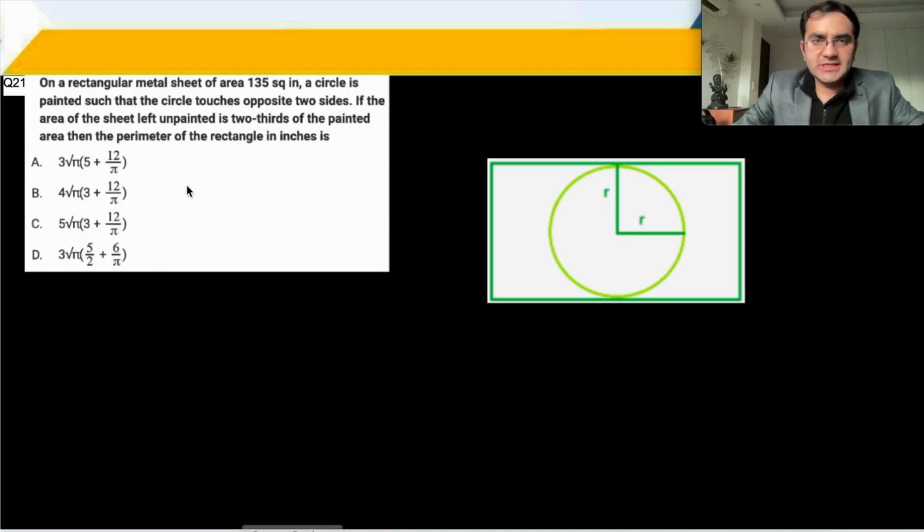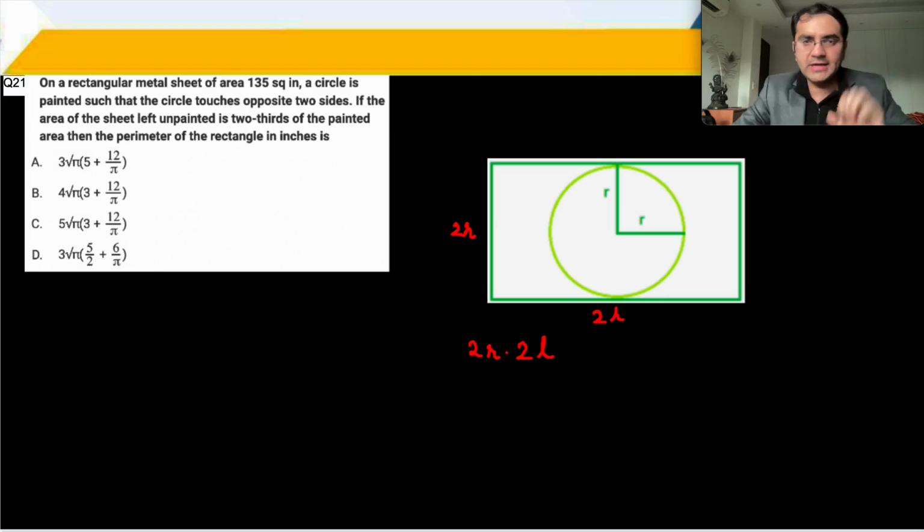This question is a little lengthy because of the calculations. You have a circle inside a rectangle of area 135. I'm going to take the width as 2r because the circle radius is r, so if we double it, the width comes out to 2r, and length as 2l. Now 2r into 2l becomes the area of the sheet, and there is a circle that has been painted inside. It's touching the sides.